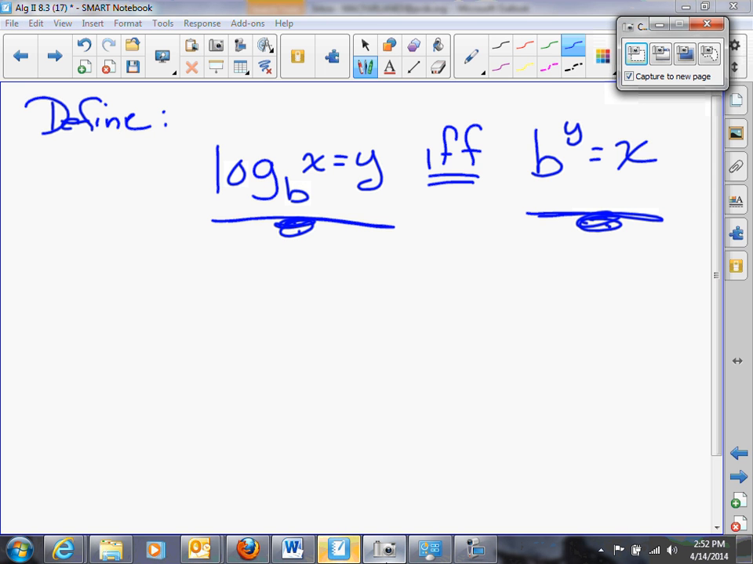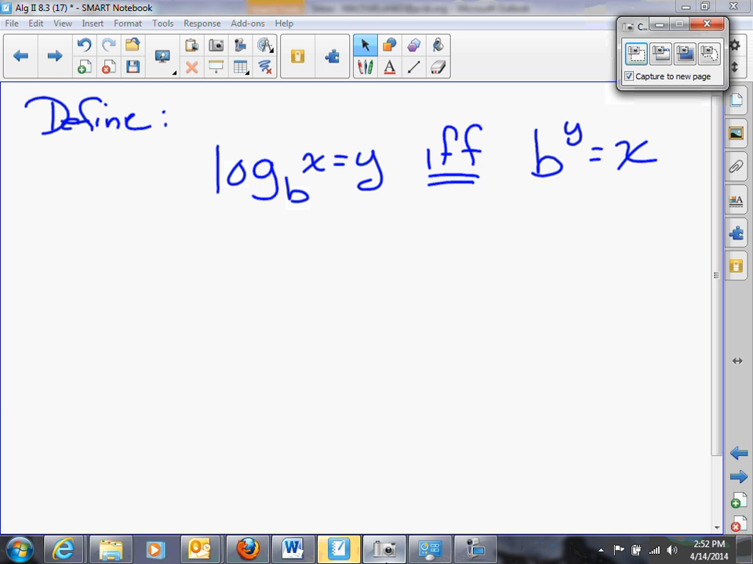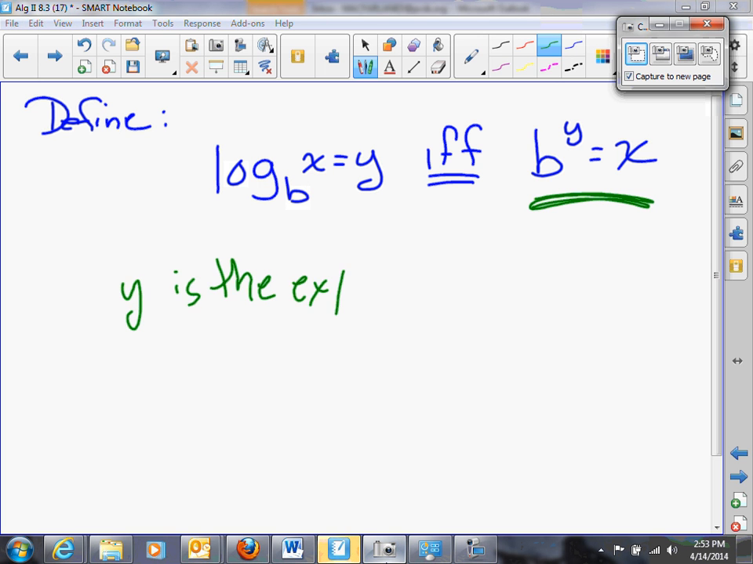Now, let's take a look at this definition to some extent and see if we can't see some meaning from this. First of all, look at the exponential equation right here. And the question that I would ask you is, what is y? Pause for a moment. And you said y is the exponent. And I say to you, very good. Now look at the first equation. What is y in the first equation? Well, in the first equation, y is the log base b of x.